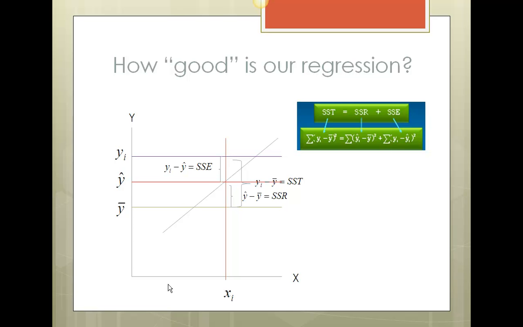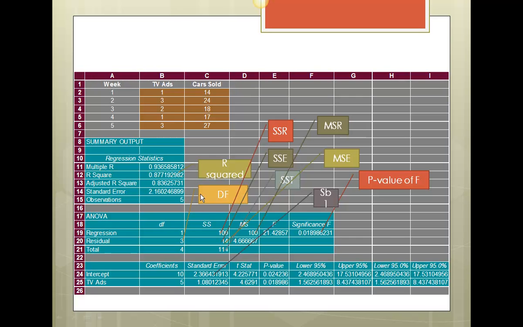And we can go back and see where we would find that. That's in that initial summary output, R-squared. So that tells us how good of a job our regression did. So how good of a job TV ads did at explaining car sales. So TV ads explained approximately 78.72% of car sales.